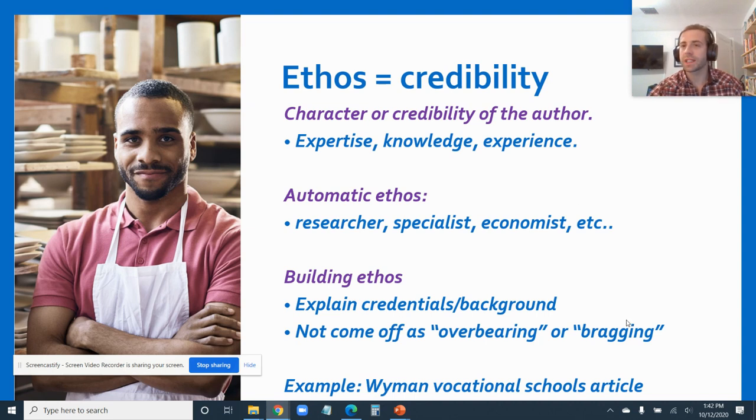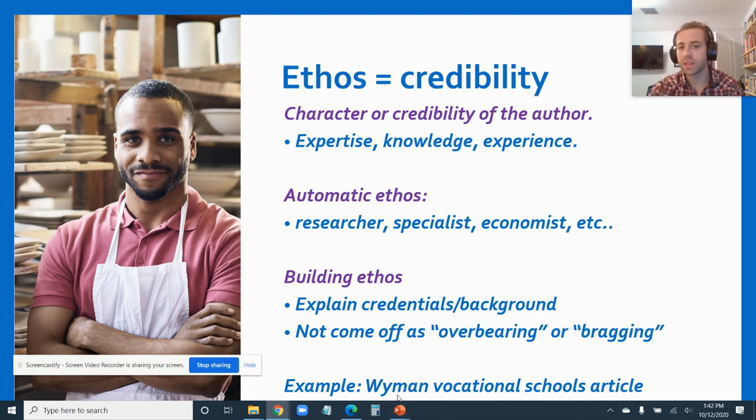But it's also important not to come off as overbearing or braggy, like, well, I've done this and I've done this and I've done this, so that's why I can talk about it. I'm right and you're wrong. That's really alienating to an audience too, right? So there's this fine line of how do I build credibility without coming off as pompous.